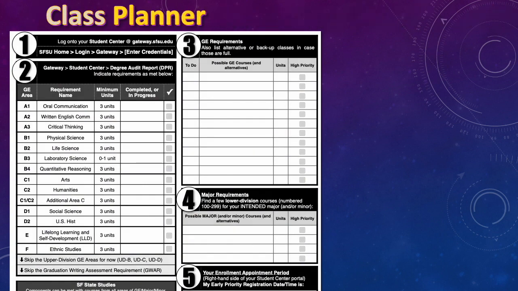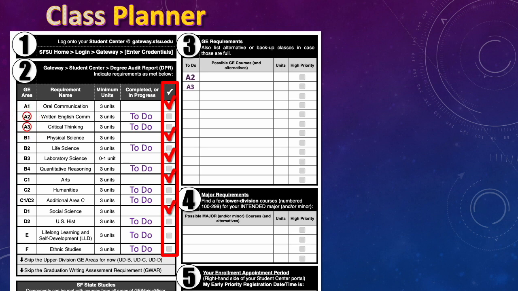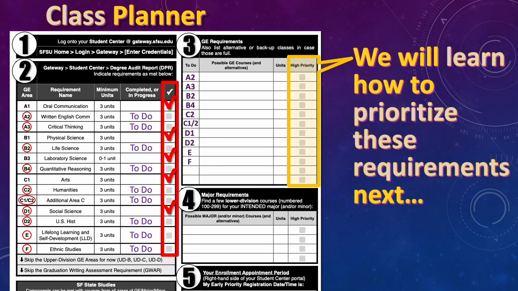Going back to your class planner, for example, you may have several requirements marked as completed. That means the remaining requirements are still yet to do. Transfer each of these unmet requirements and list them in order for step 3. You will learn how to prioritize these requirements next.